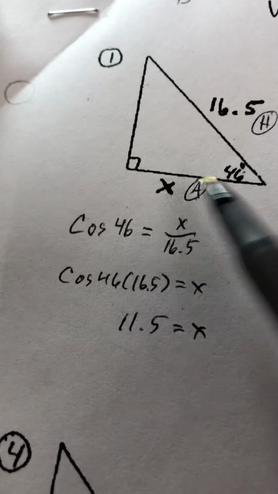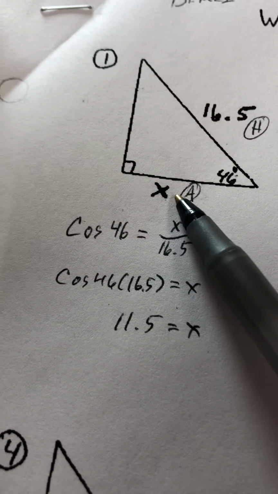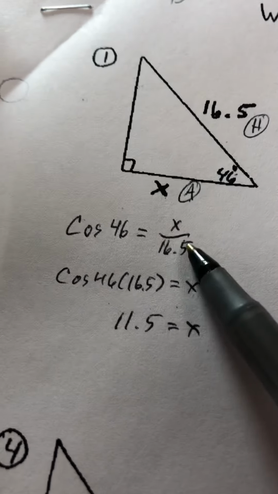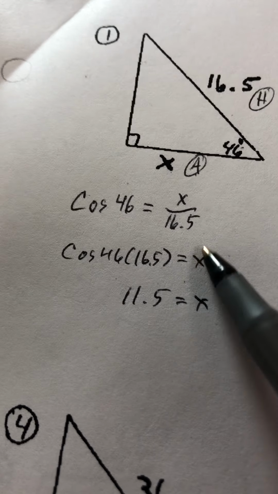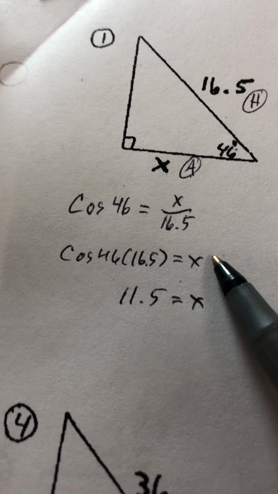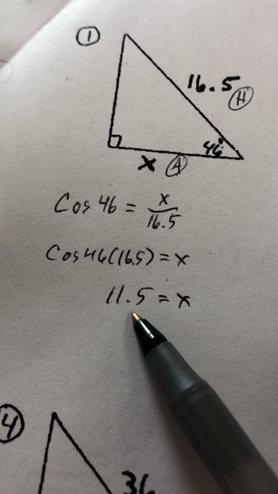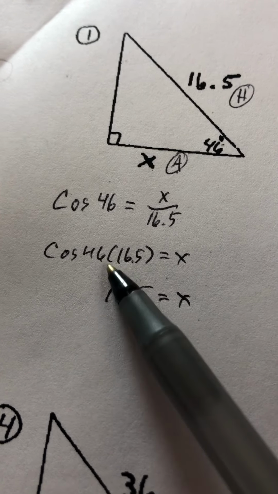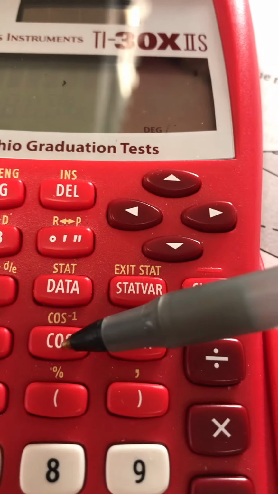So the cosine of 46 is going to equal the adjacent over the hypotenuse, the x over the 16.5. What I'm going to do is multiply 16.5 by both sides so I get my x by itself, and cosine of 46 times 16.5 is 11.5. You just use the cosine button on your calculator right there.